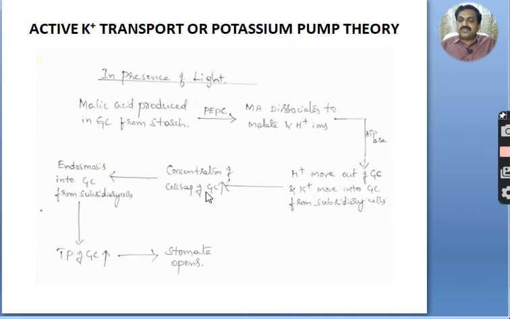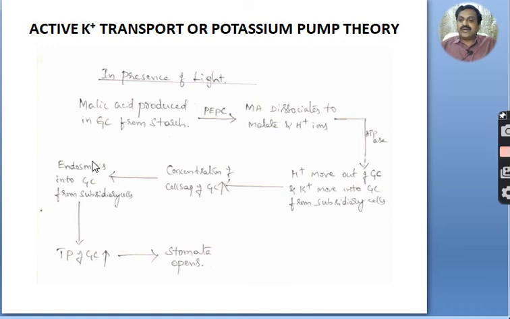Since the concentration of the cell sap of the guard cell is increased, this results, as you all know, in endosmosis from the surrounding subsidiary cells. You should remember the structure of stomata to understand this scheme. So when the concentration of the cell sap of the guard cell is increased, endosmosis takes place into the guard cells. What it means is that water from the surrounding subsidiary cells enters into the guard cells.